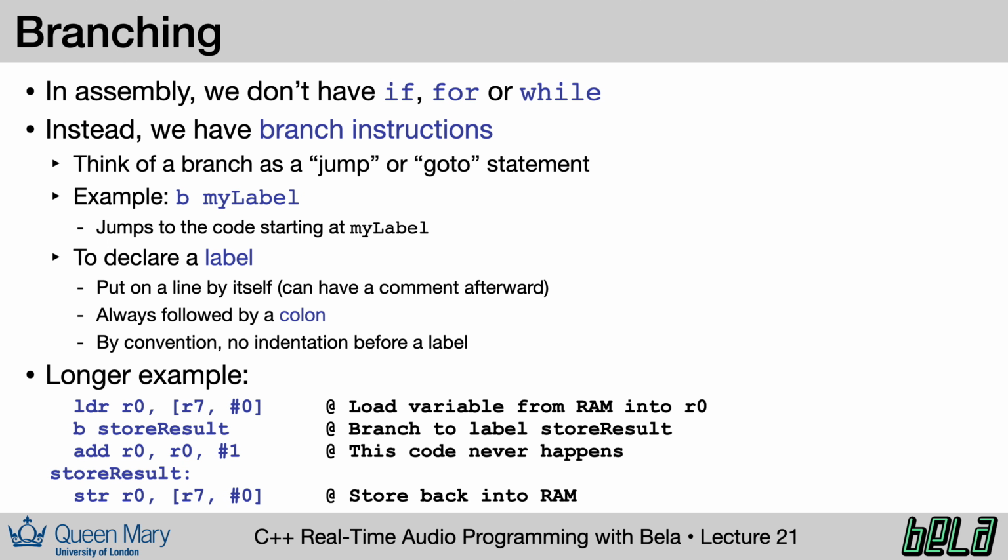In the example here, we have 4 assembly language instructions and 1 label. The first instruction loads a value from RAM into register R0. The second instruction is a branch instruction. It tells the CPU to jump to the instruction that immediately follows the label store result. What that means is that the add instruction will never run in this code example. Instead, it will go straight from the branch instruction to the store instruction at the end, storing the value of R0 back into RAM.